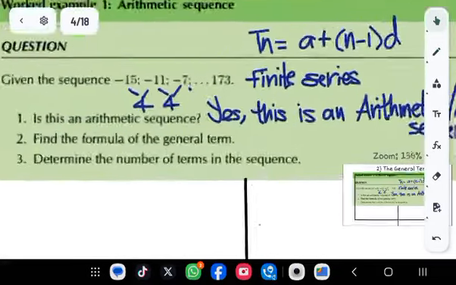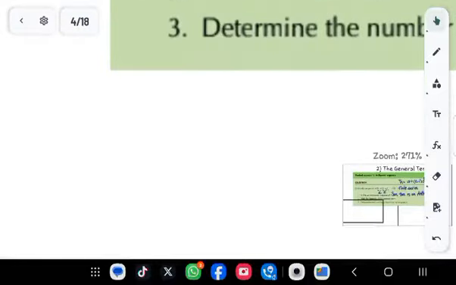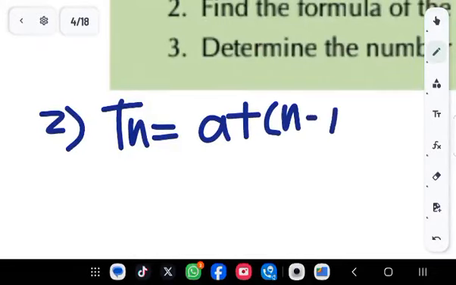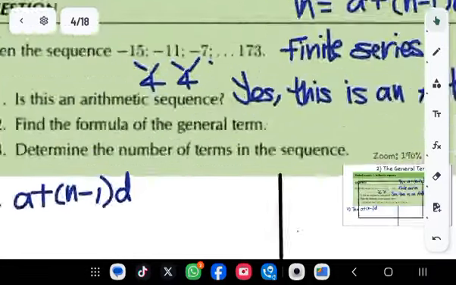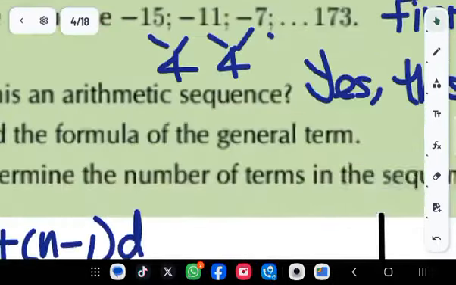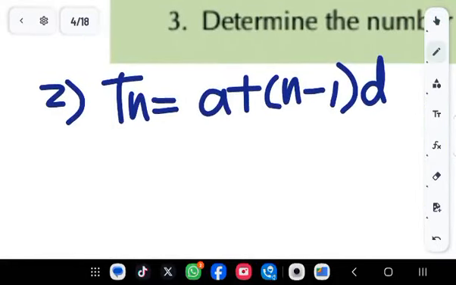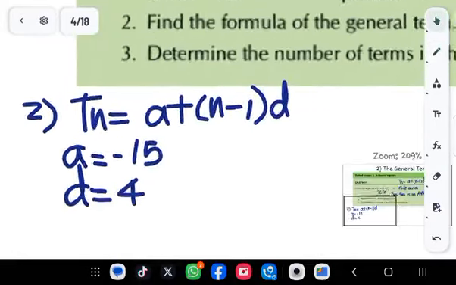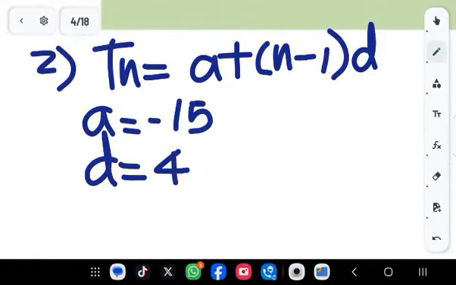Number 2, find the formula of the general term. Okay, let's do number 2. The general term has got the formula, remember? a plus in bracket n minus 1 times d. Now we know the constant difference for this one is 4, and the first term is negative 15. So a equals negative 15 and the constant difference d equals 4. Now let's substitute this into the equation and calculate to find what the general term is.